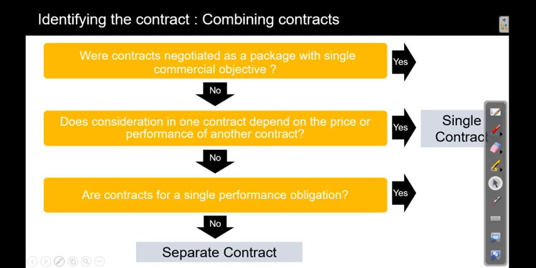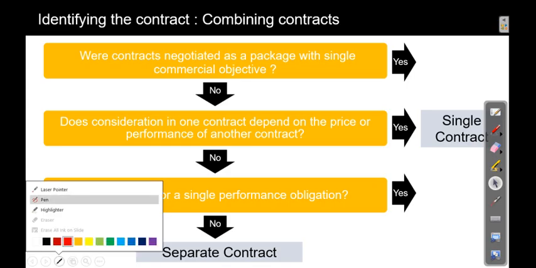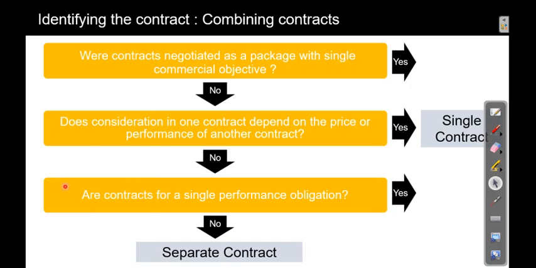So the standard says there can be three possibilities in which the contract may be considered as a single contract or a separate contract: whether the contracts are negotiated with a single commercial objective, whether there is a price or consideration dependency of one contract on another contract, or whether the contracts are considered for a single performance obligation. If the answer to any of these questions is yes, then it will be accounted for as a single contract, else we will account for them as separate contracts. Now let's understand them with the help of some examples.